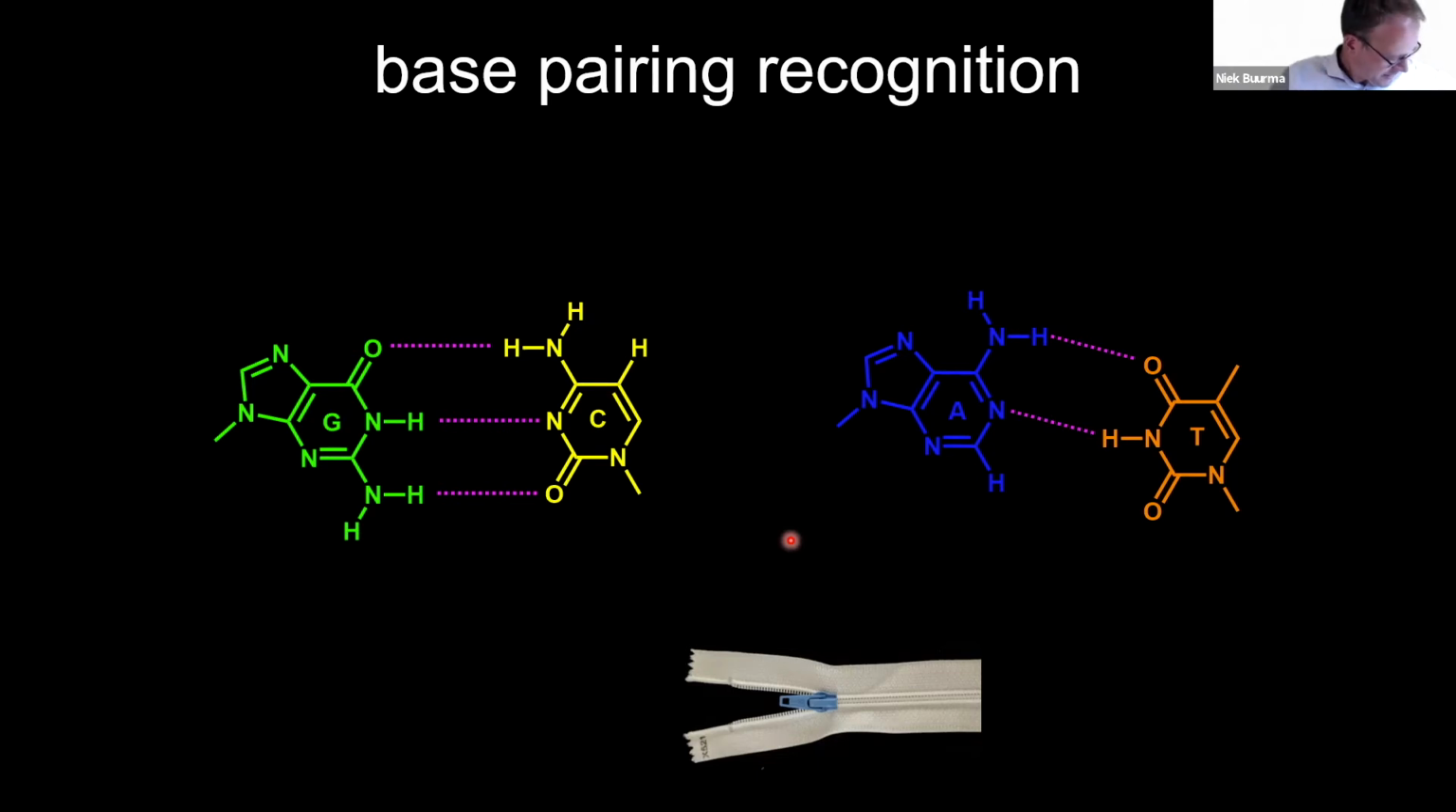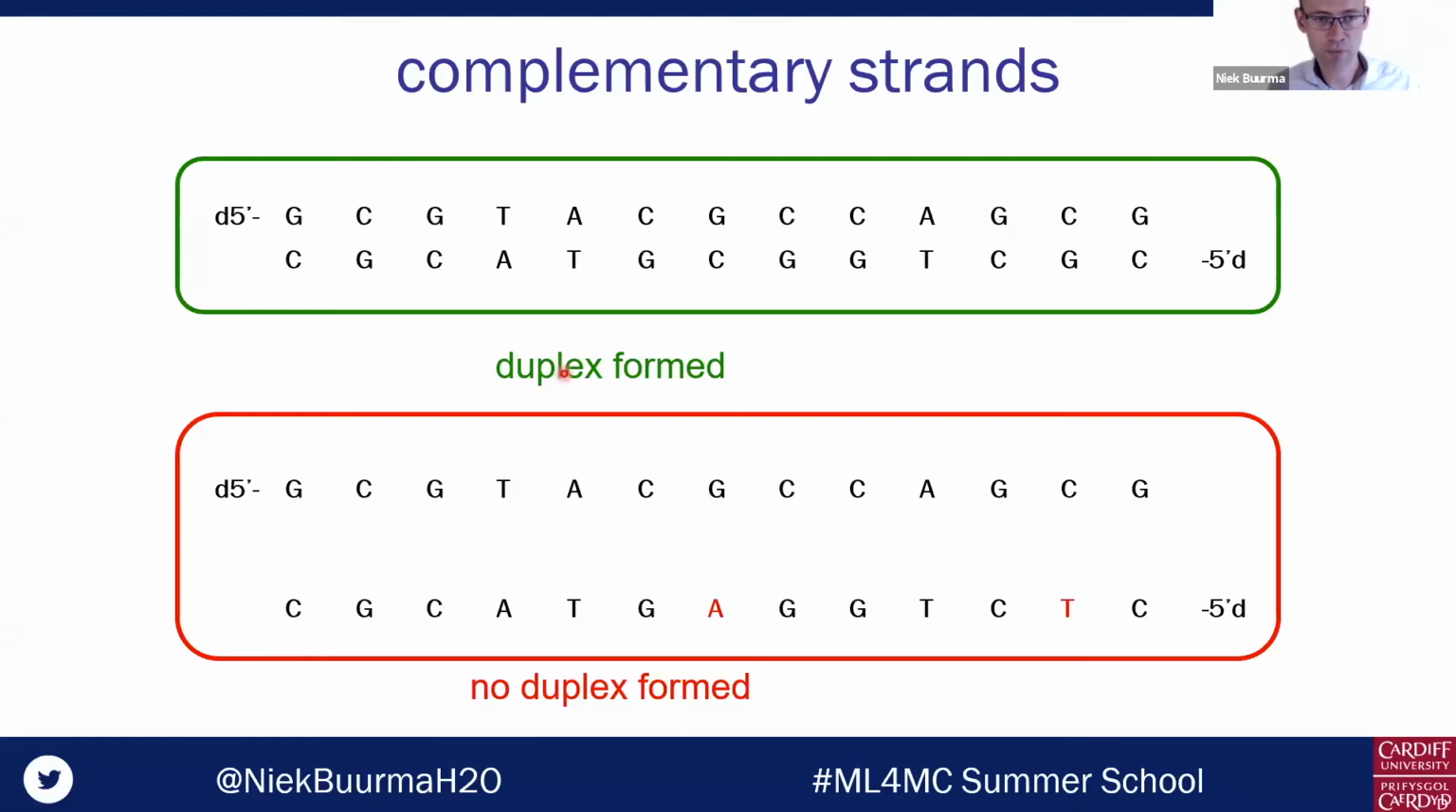Right, let's get rid of that. Gone. So this is how we bring two strands together. We bring two strands together selectively. And the selectivity comes from the next slide.